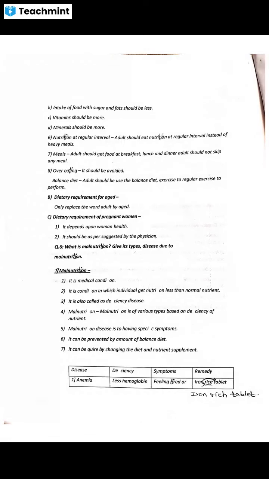Then overeating. Overeating means it should be avoided. Overeating नहीं करनी है वहाँ पे. Don't eat over. मिनिमम अमाउंट में इंटेक करना है फूड. तो ओवर ईटिंग शुड बी अवॉइडेड बिकॉज वहाँ पे ओबेसिटी हो सकती है.